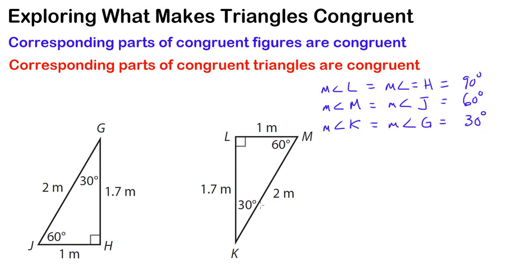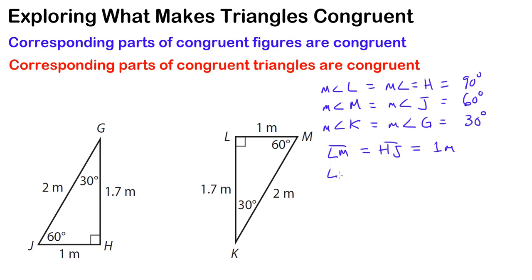Now let's take a look at the sides. So if I look here at side LM, it measures 1 meter, and here side HJ also measures 1 meter. So I could say here LM is equal to HJ, and they both measure 1 meter. So let's take a look at this side here. So here we have LK is 1.7 meters and HG is also 1.7 meters.